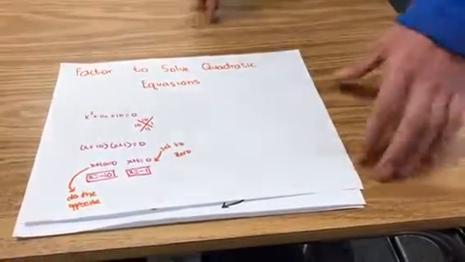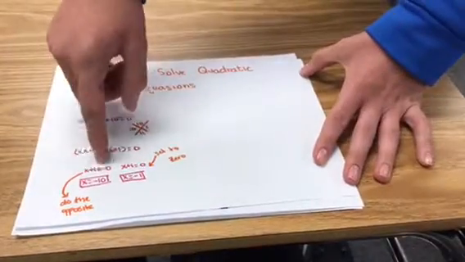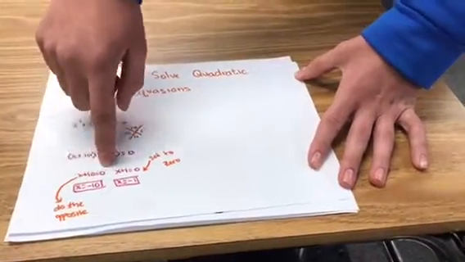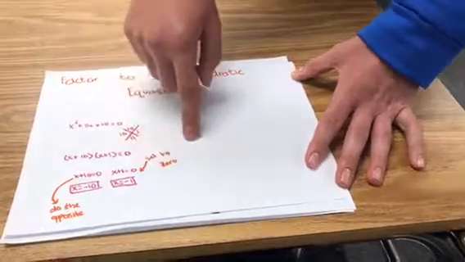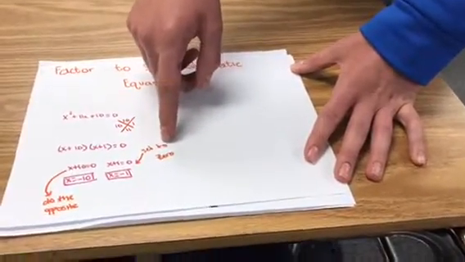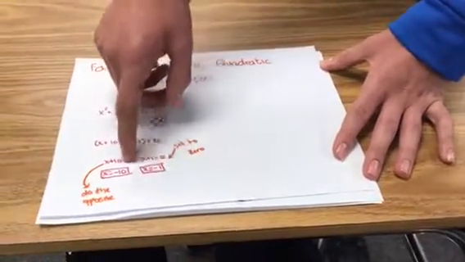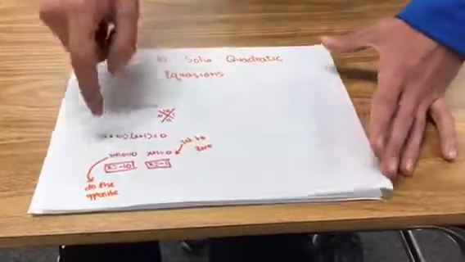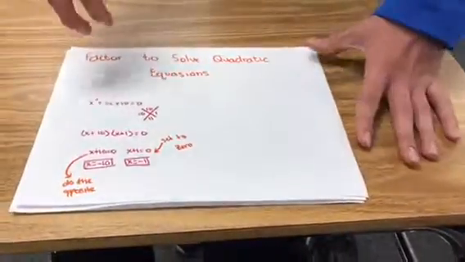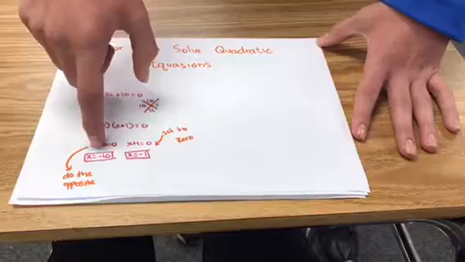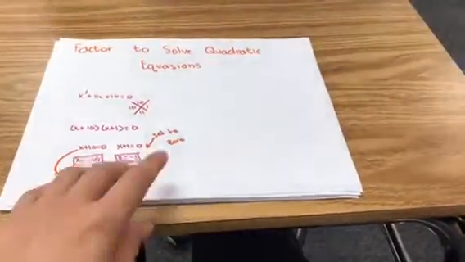Then you come down here and you have your x plus 10 equals 0 and your x plus 1 equals 0. You have to remember to set each factor to 0, and pretty much you're doing the opposite. So you're going to come out with two answers: x equals -10 and x equals -1.